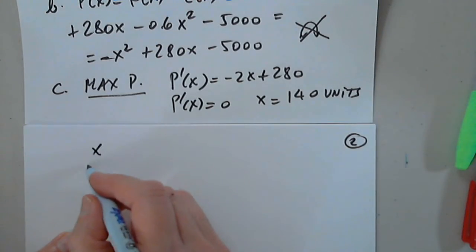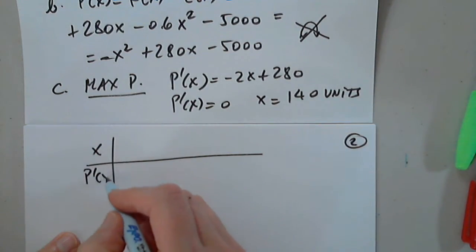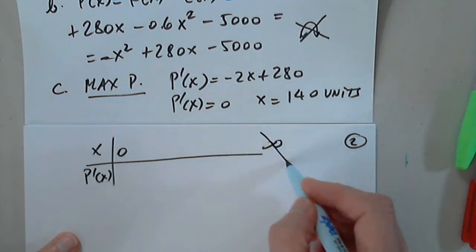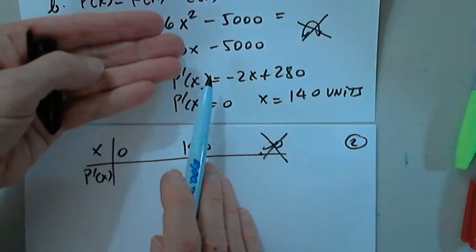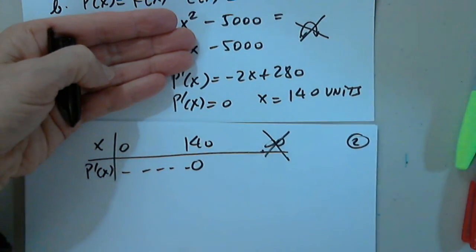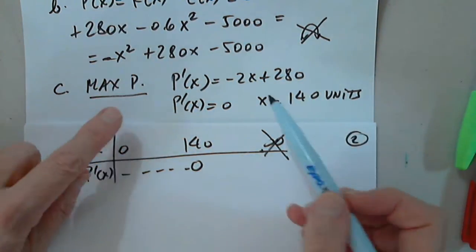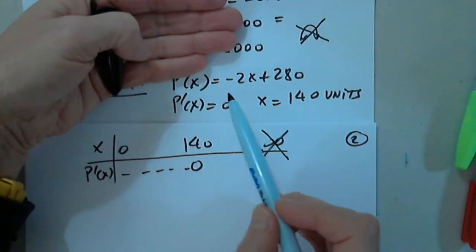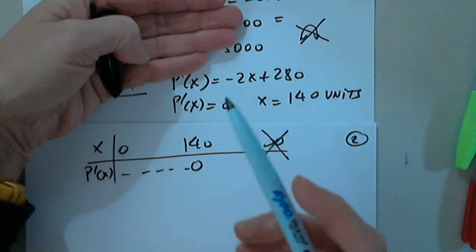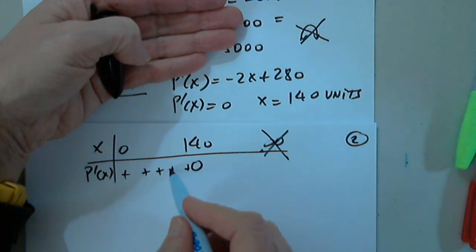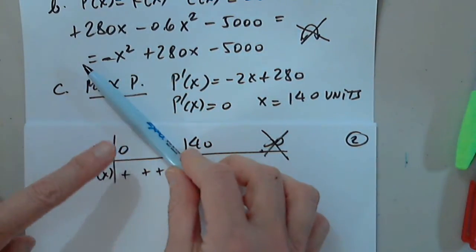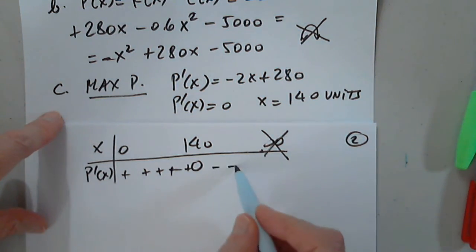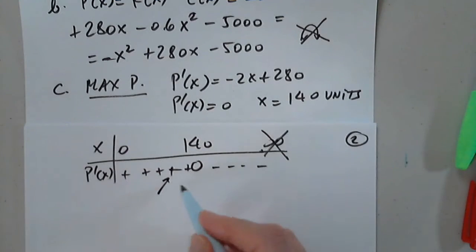We have to study the sign of P prime. So 0 to infinity, which we know is not possible. We're not talking about an infinite number of units. But 140 is 0. Just plug in 0. Sorry, when you plug in 0, you get a positive number. And beyond that, of course, this is a linear function. It looks like this, coming from positive, going negative. So this is good enough. So you know that this is the maximum.